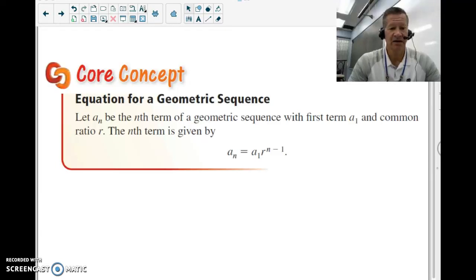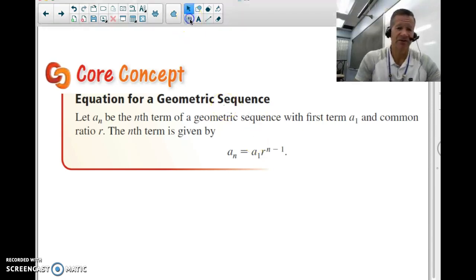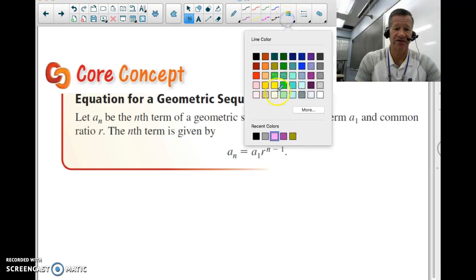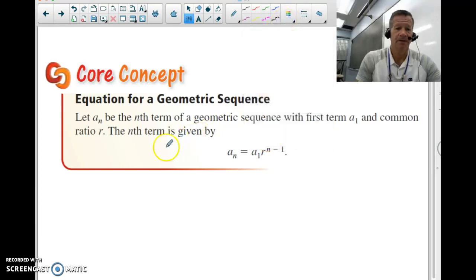So now that we understand that a geometric sequence is really nothing more than an exponential function, let's try to write equations for these geometric sequences. On top of your notes, they have a place for you to write an equation for a geometric sequence. Well, here it is. A geometric sequence, if we let a sub n be the nth term, so basically any term of that sequence, with first term a sub 1 and a common ratio of r, then we can say that any term of that sequence can be given by a sub n equals the first term times a common ratio to the n minus 1 power.